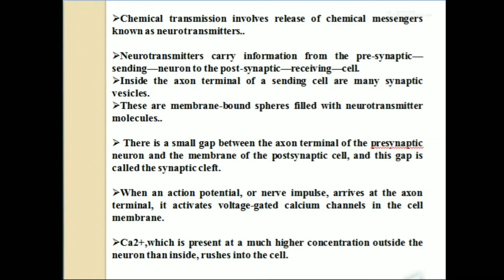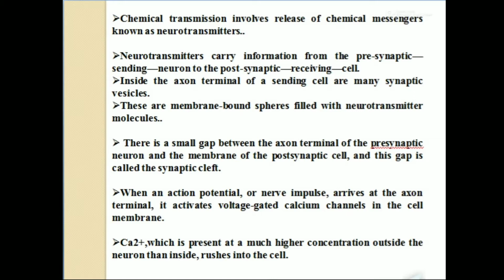Firstly, we need to know about neurotransmitter. I have already discussed in my previous video what a neurotransmitter is. Neurotransmitter is a type of chemical transmission that involves the release of chemical messengers known as neurotransmitters. Their information is carried in the form of anions and cations, but when they need to pass from the presynaptic region to the postsynaptic region, they need to form a vesicle.